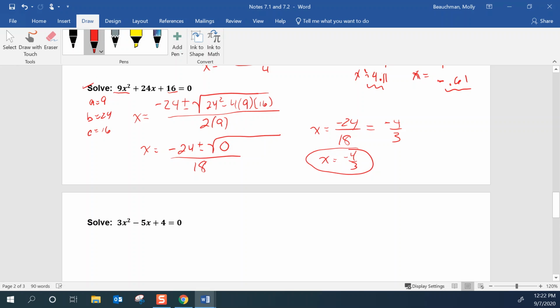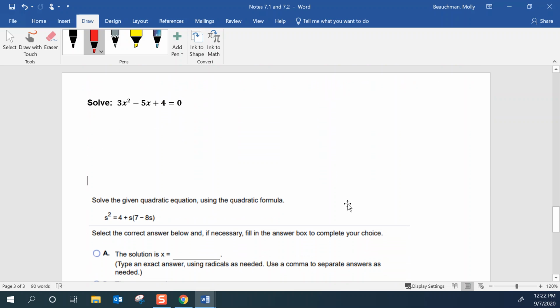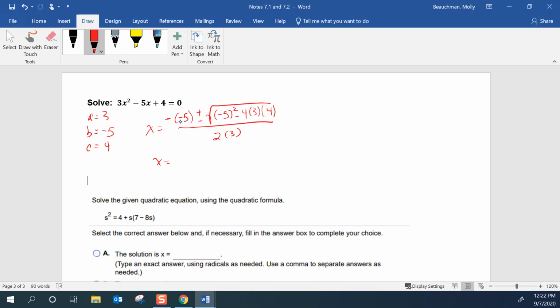All right, next example, we want to solve 3x squared minus 5x plus 4. Okay, so we substitute our a, b, and c. A is 3, b is negative 5, c is equal to 4. So x equals negative b. Again, I've got the parentheses because b is a negative 5, plus or minus the square root of b squared minus 4 times a times c, all over 2 times a. Negative negative gives us a positive 5 plus or minus. Now we go ahead and have negative 5 squared, which is positive 25.